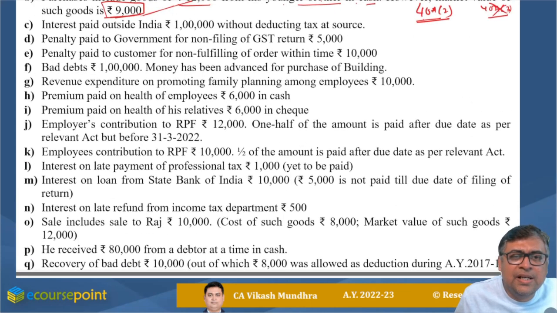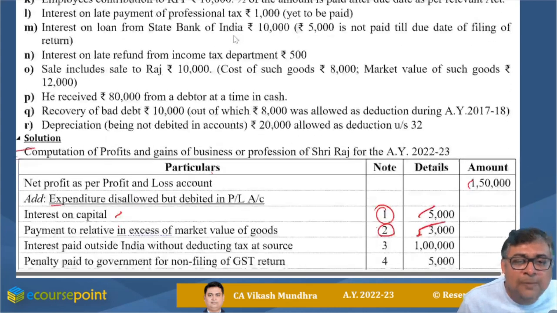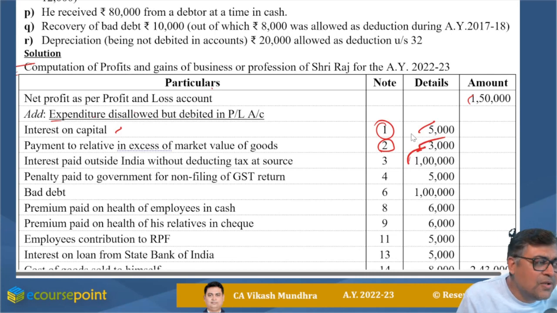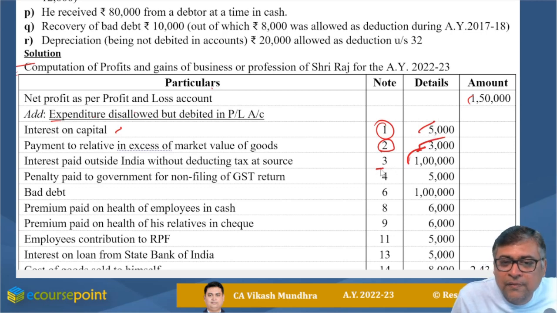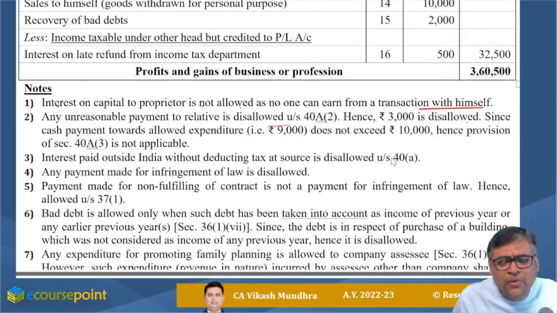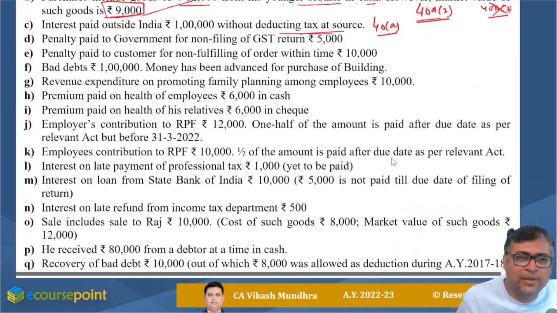Number 3, interest paid outside India rupees 1 lakh without deducting tax at source. Okay, 40A, we know that if anything is paid outside India without deducting TDS it shall be disallowed. 100% disallowance should be there. So I am disallowing, adding back. Disallowance means your income would be increased. So if I add money in the net profit, it would increase my computed profit with explanation number 3. I'm not going into explanation 3. Whatever words you are trying to use, please use it, but give some explanation.